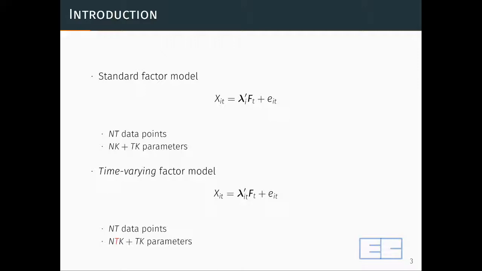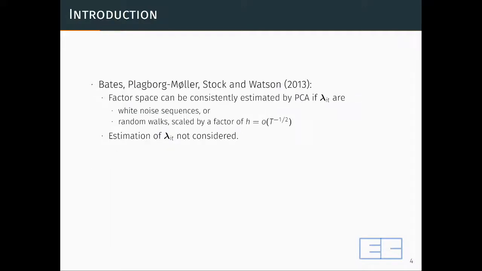And obviously, we have to impose some restrictions on the factor loadings. In the literature, there are several ways to do so. In a 2013 Journal of Econometrics paper, Bates and co-author find the principal component estimator can consistently estimate the factor space under either of the following conditions. First, if lambda is a white noise process, and second, if lambda is a random walk process scaled by a factor of h, which is small o of 1 over root T. We know that a random walk process grows at the rate of root T. This second condition essentially means that the time variations of the factor loadings have to be negligible asymptotically.